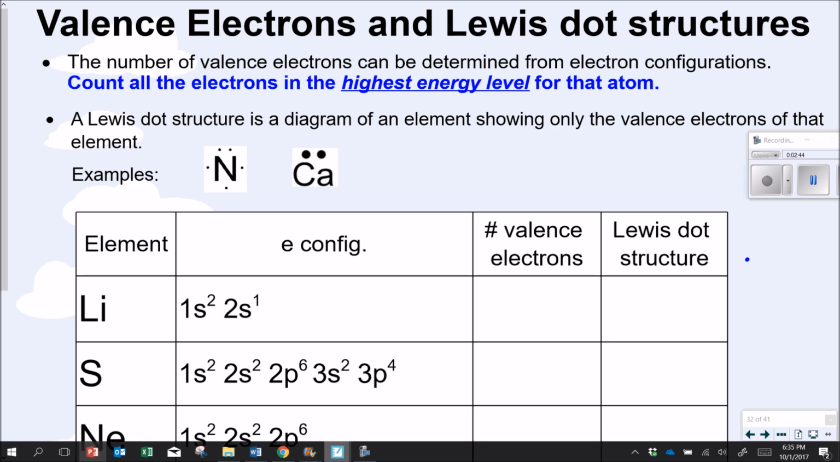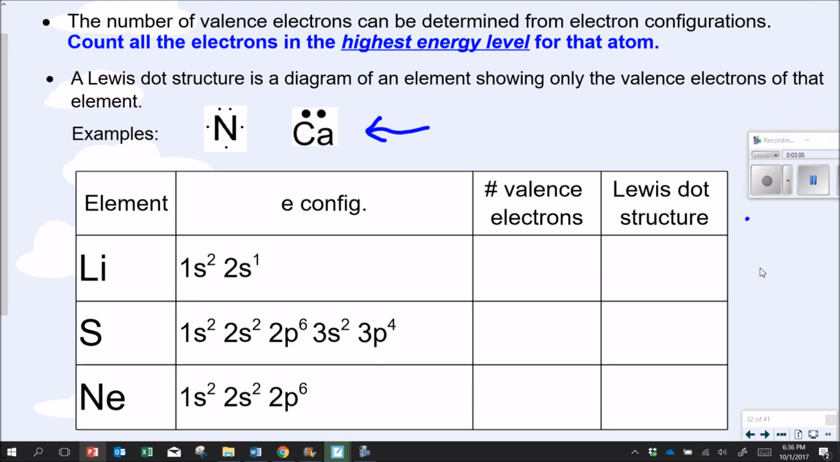We can determine the number of valence electrons by looking at electron configurations. We count all the electrons in the highest energy level for that atom. A Lewis dot structure is a diagram of an element showing only the valence electrons of that element. And here are 2 examples over here of Lewis dot structures for nitrogen and calcium.